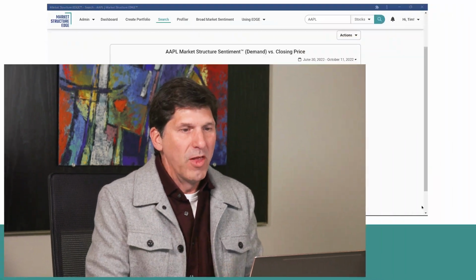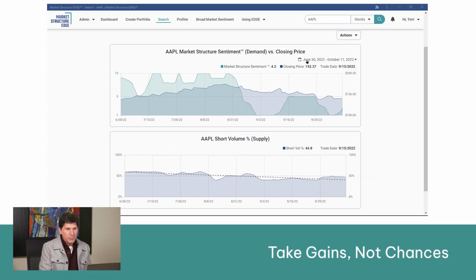So let's look at Apple. I've set up a custom range here of June 30 to October 11 because it gives a great illustration of this concept of divergence. Demand rising, supply falling or staying the same. That is a divergence. Let's just look here.